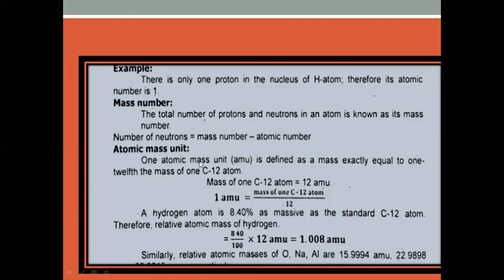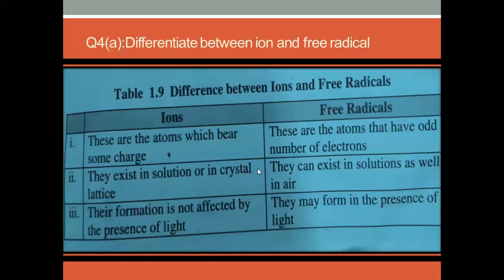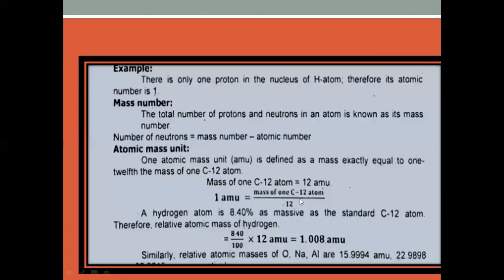Atomic mass unit: one atomic mass unit is defined as a mass exactly equal to 1/12 of the mass of carbon-12. The mass of carbon-12 is 12 AMU, and 1 AMU is equal to the mass of one carbon atom divided by 12. A hydrogen atom is 8.40% as massive as carbon-12, so we can find its mass by 8.40 divided by 100 times the mass of one carbon-12 atom, which is 1.008 AMU. Similarly, the atomic masses of oxygen and sodium are: oxygen is 15.99, which we mostly use as 16, and sodium is 22.9, so we use 23.